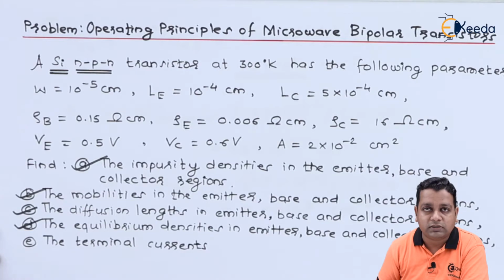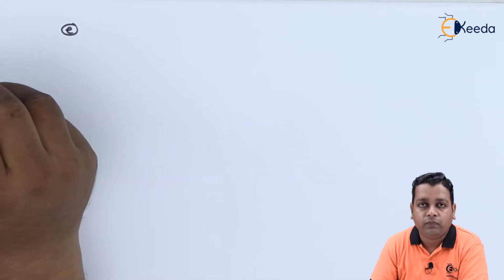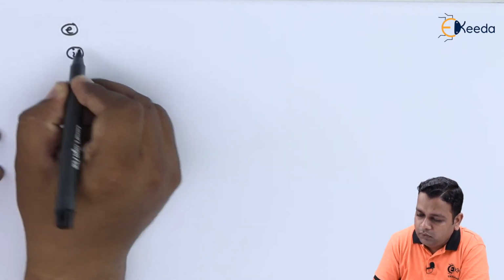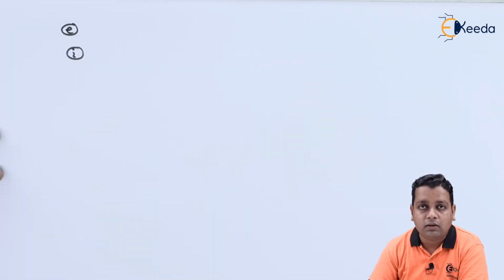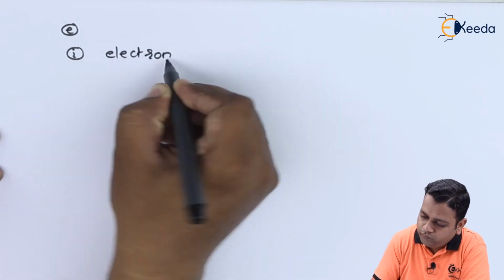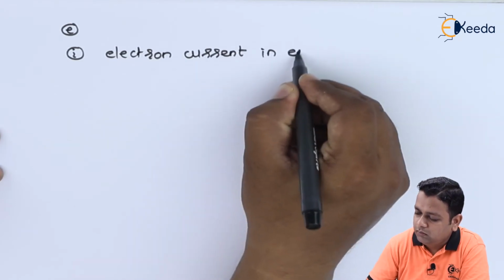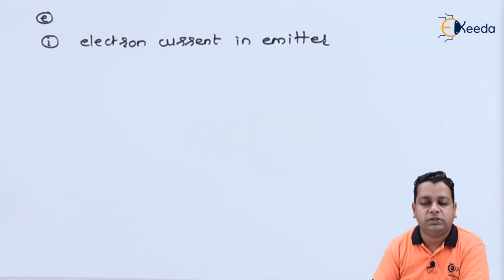Now the last part is left. In part E, we require the terminal current values here. So in this part, we are going to solve for 7 types of different currents in the transistor here. So we begin for part E here, and in part E, the first type of the current is for the electron current in the first region, that is nothing but the emitter region.